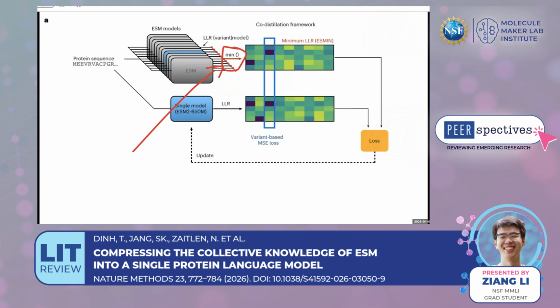And instead of averaging all these scores, the paper takes the minimum delta log likelihood as the label. So intuitively, if any model strongly believes the mutation is harmful, we will keep the signal, and we trust the most pessimistic experts. And this will give us a strong pseudo label for each mutation.